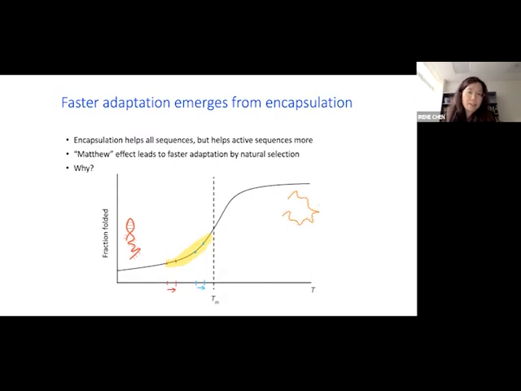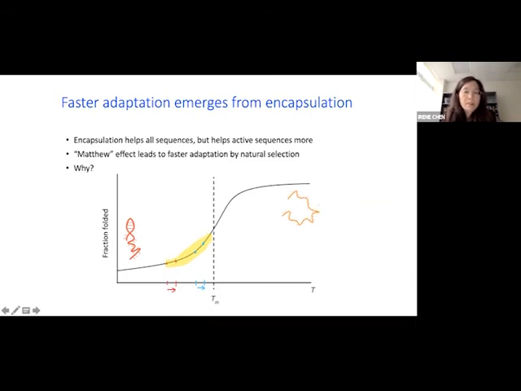So if I could summarize that project, it says that encapsulation helps all sequences. In general, we saw everything above the x equals y line, but it helps the active sequences more than it helps the less active sequences. So this is kind of a Matthew effect, or a rich-get-richer effect, which gives you faster adaptation through natural selection.